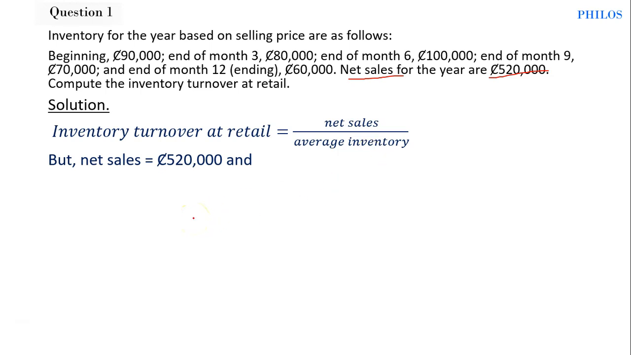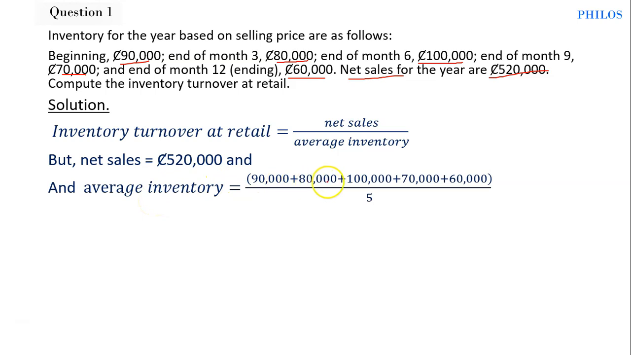So to find the average inventory, when you look at this, you see that we have beginning 1. We have end of the first 3 months 2. We have end of 6 months 3. We have end of 9 months as the 4th. And then we have end of 12 months, that's the ending inventory as the 5th. So we have 1, 2, 3, 4, 5. Okay, so to find the average inventory, we'll take the beginning plus the end of the first 3 months, which is 80,000, plus the end of the 6 months, which is 100,000, plus the end of the 9 months, which is the 70,000, plus the ending inventory, which is 60,000.